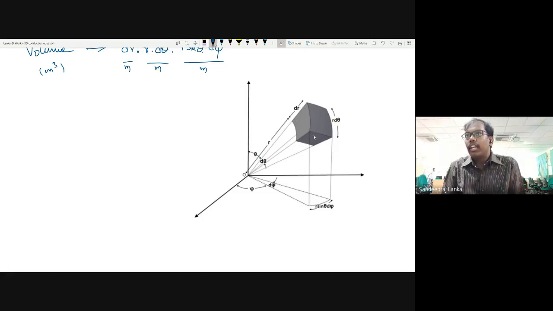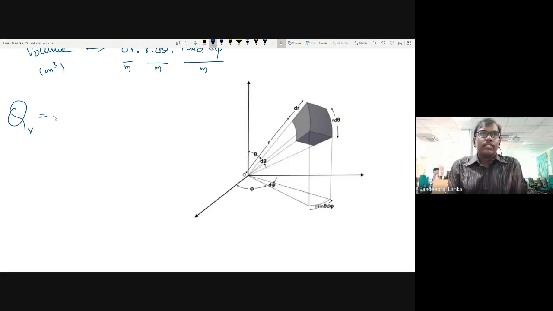So in this phi, this dimension you want. This dimension is r sine theta into d phi. This arc length, this is how it is measured. This is dr, r d phi, r d theta. You already know this. So if I have to consider here Qr, what will be Qr?